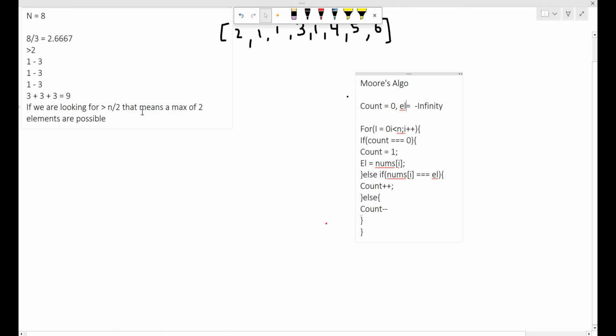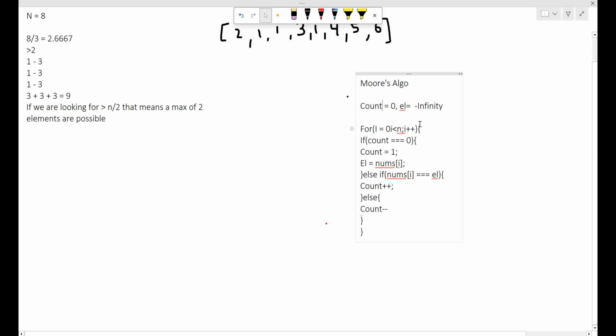Now this concept that I told you, how many elements are possible, will come into the picture. Okay, now we know how many elements are possible, right? Let's try to modify this algorithm for two elements, because this EL is for one element, since for n by 2 only one element was possible. Here a max of two are possible, right? So that means we have to modify this algorithm.